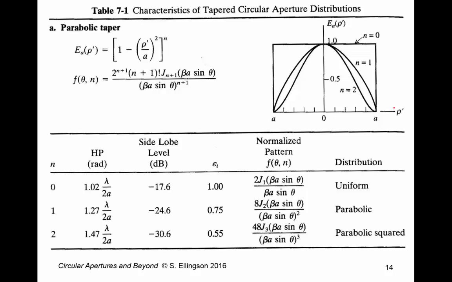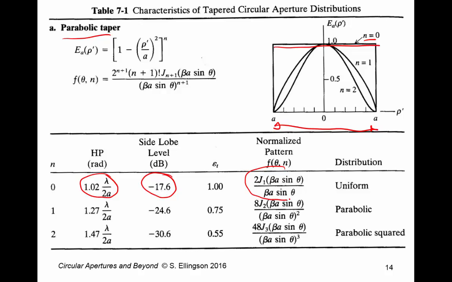Here's a nice table from your book. It explores this idea of tapered circular aperture distributions. In this case, it's talking about parabolic tapers. So just for reference here, this is the dimension or the extent of the circular aperture. N equals 0 is the case we just looked at, the uniform distribution case that looks like this, just straight across. So for n equals 0, there's the half power beam width we just talked about. There's the side lobe level we just talked about.